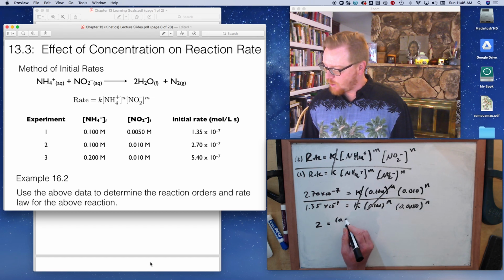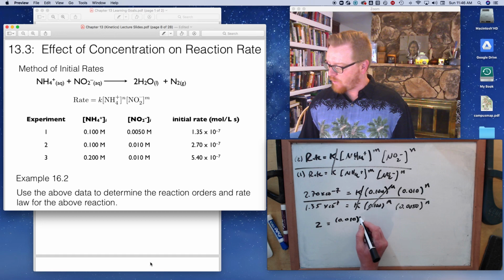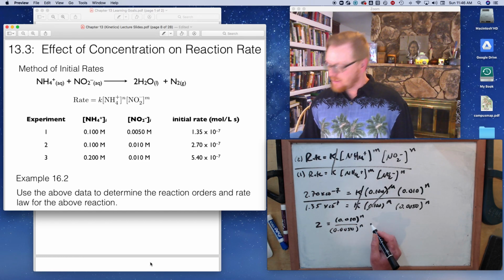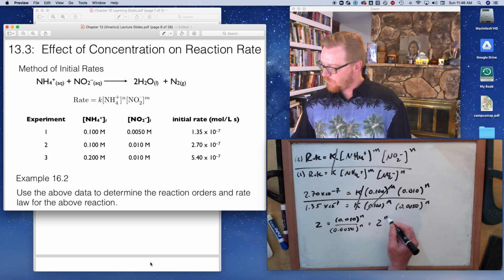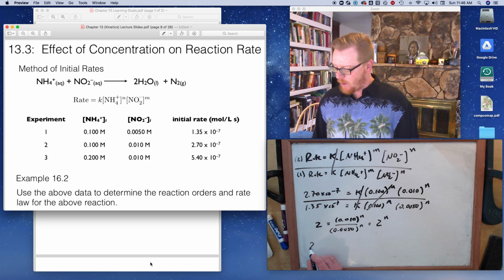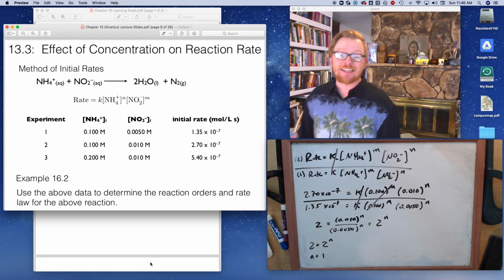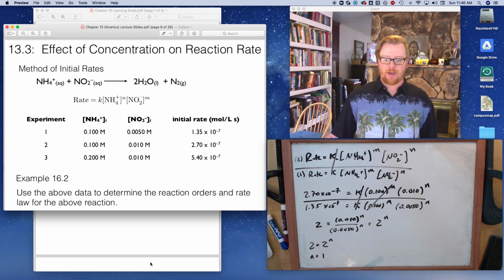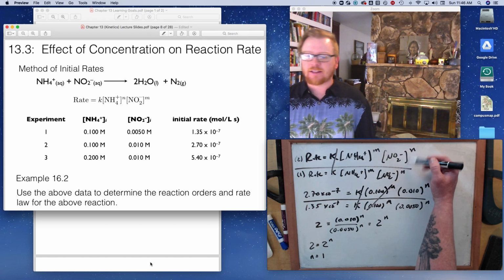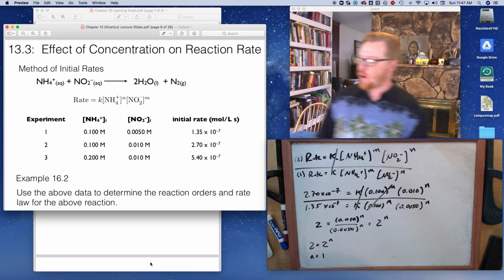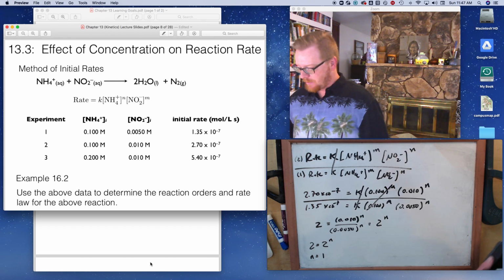And then I have 0.010 raised to the n over 0.0050 raised to the power n. And this is equivalent to just 2 raised to the power n. So my equation is 2 equals 2 to the power n. So n has to equal 1. Okay. So then now I automatically know up here for nitrite, n is equal to 1. So now let's solve for the m power.